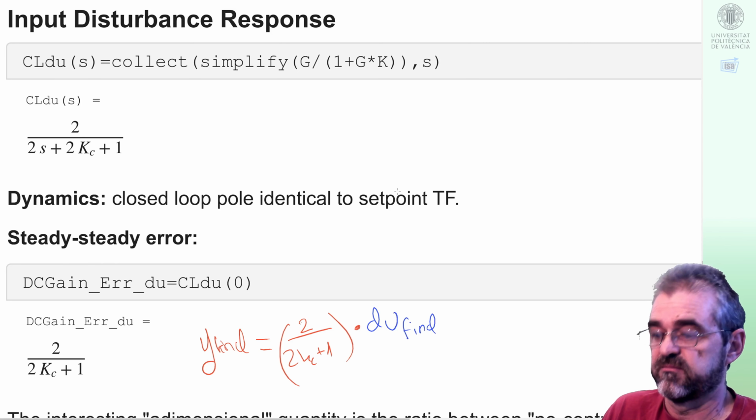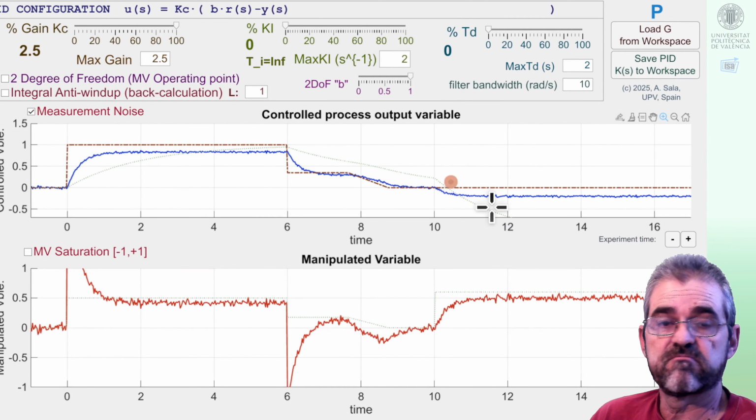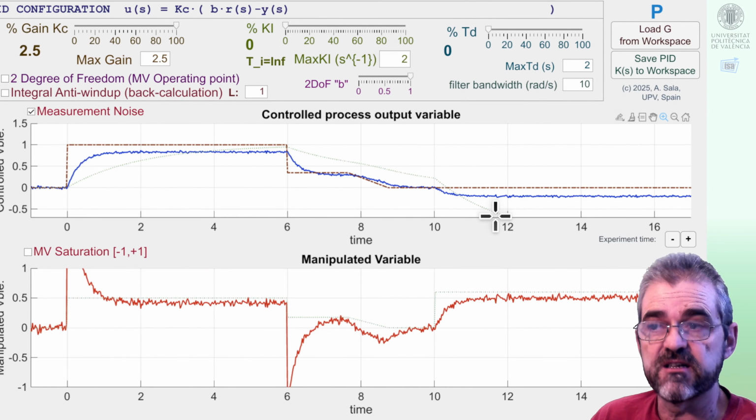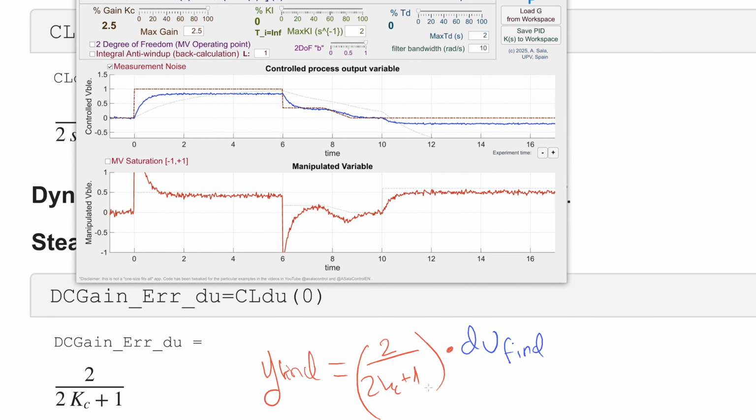Then we will assume in this case that the input disturbance is not measurable. I just know that it is there because something in my output, which is the thing I measure, suddenly changed. But this du final is not accessible. So for instance, here, with my gain of 2.5, this thing will be 2 over 6, so 0.333 will be the value of the gain.